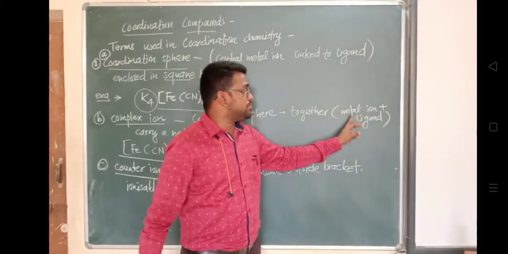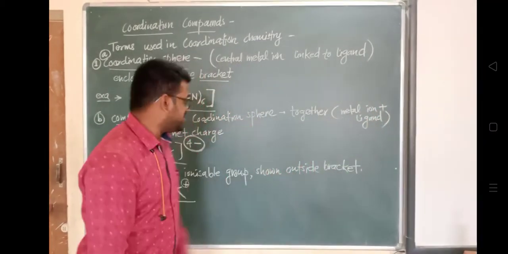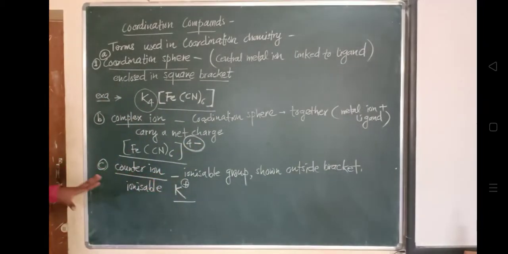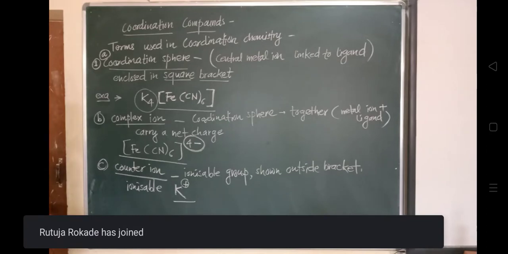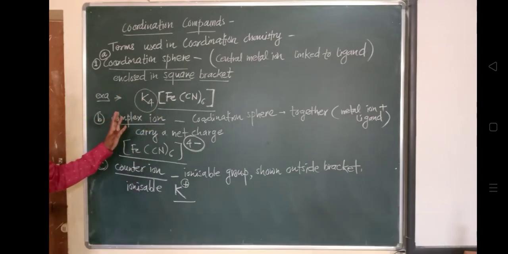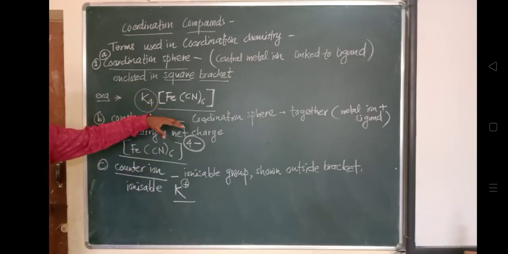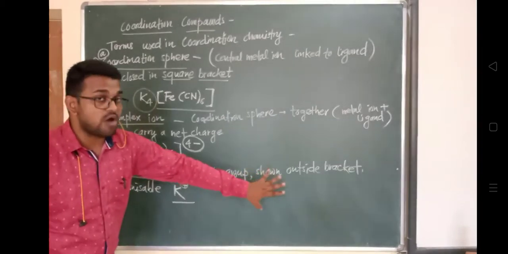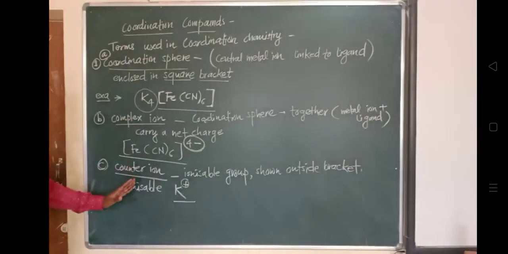I hope these three terms are very clear. One is a coordination sphere, another one is a complex ion, and the third one is the counter ion. Okay, ये पता होना चाहिए आप लोगों को. So this way the compound which gets ionized, अभी ये जो पूरा compound है इसको भी ionize कर सकते हैं हम लोग. So in this way it can get ionized.